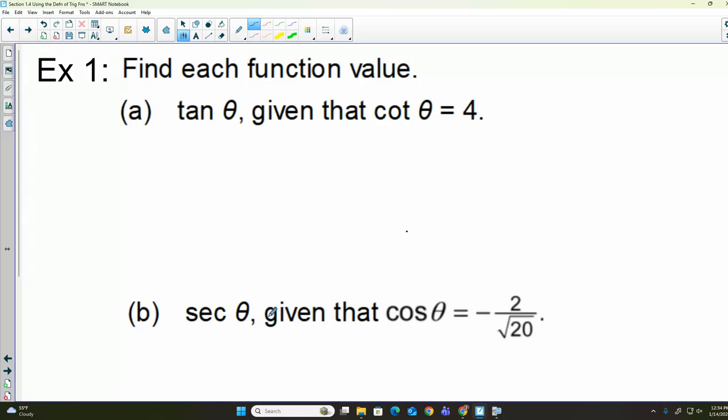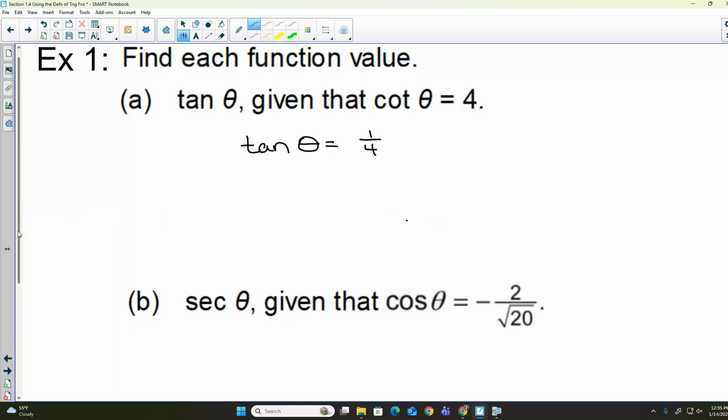So, if I asked you to find tangent of theta, given that cotangent of theta is equal to 4. What would be tangent? Tangent and cotangent are reciprocal, so if I know one, I can get the other.